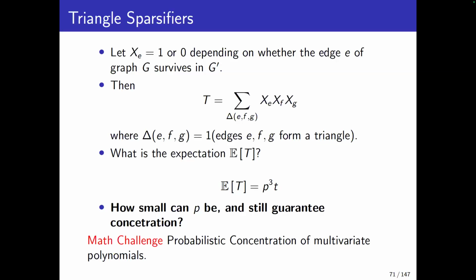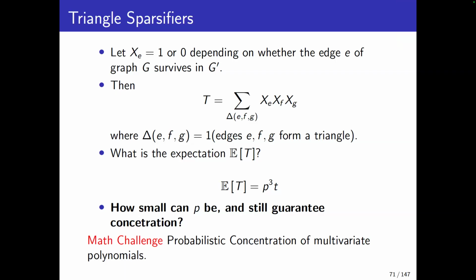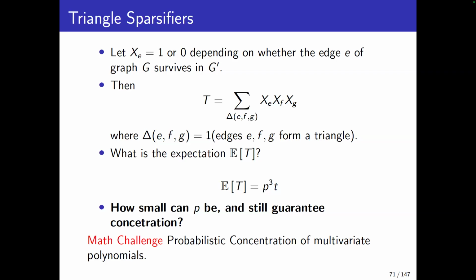I won't do that. But basically what I want to show is that we can express the number of triangles T as a multivariate polynomial. For every edge, I associate an indicator random variable x_e, which is 1 if the edge survives, and 0 otherwise. Then the total number of triangles is the sum over all triangles in the original graph, consisting of edges e, f, g, of the product of those indicator random variables. So the random variable is a cubic polynomial. And as I said, the expectation of this, given linearity of expectation, is p cubed times t.